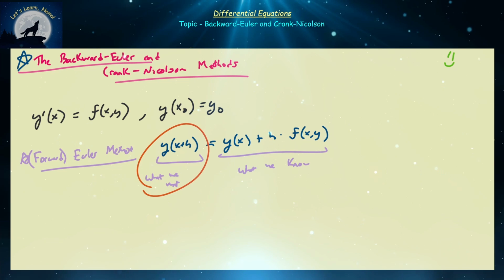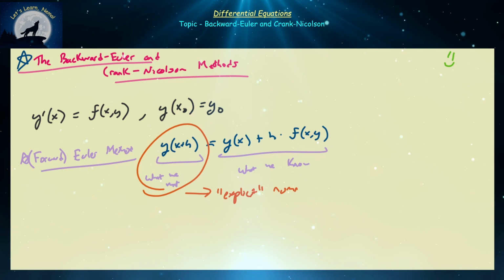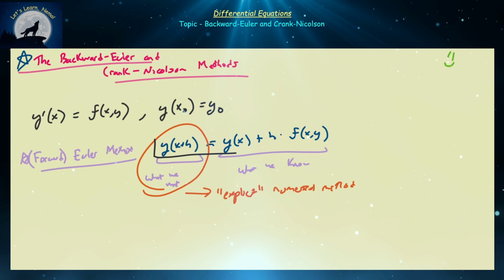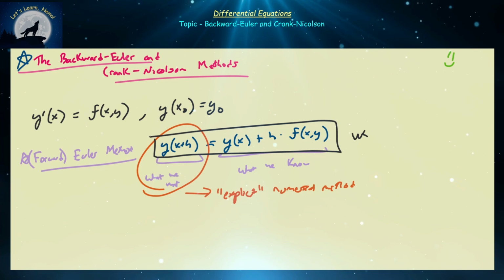So what we want can be easily isolated on the left. This is what I'm going to refer to as an explicit numerical method, because we don't necessarily need to solve anything algebraic in order to get what we want directly. So one theoretical question you may ask for this particular equation, y of x plus h is equal to y of x plus h times f(x, y), is where does this come from?